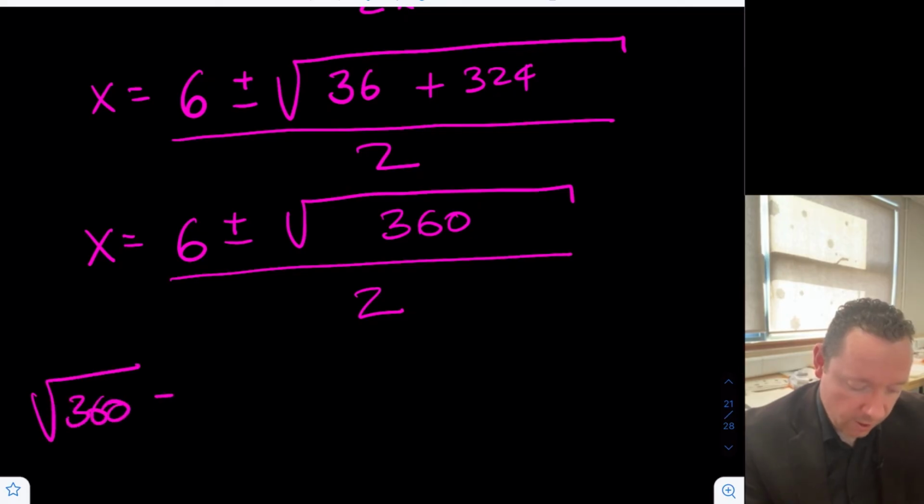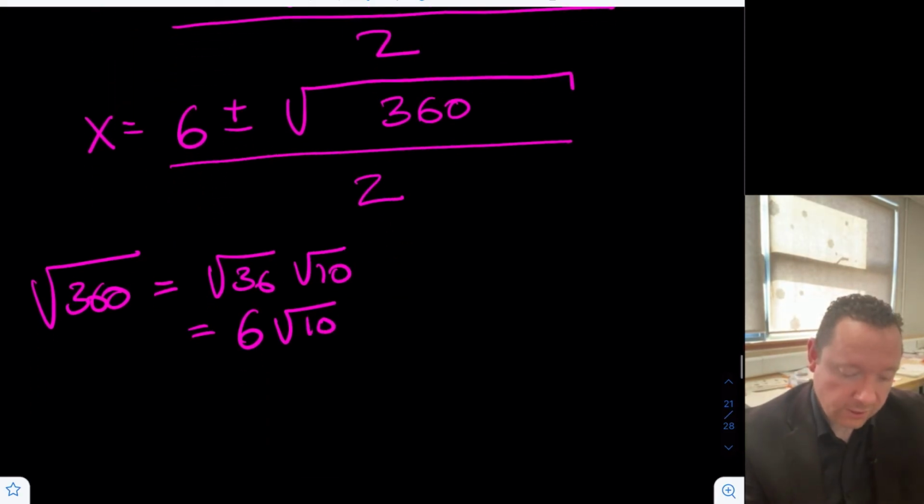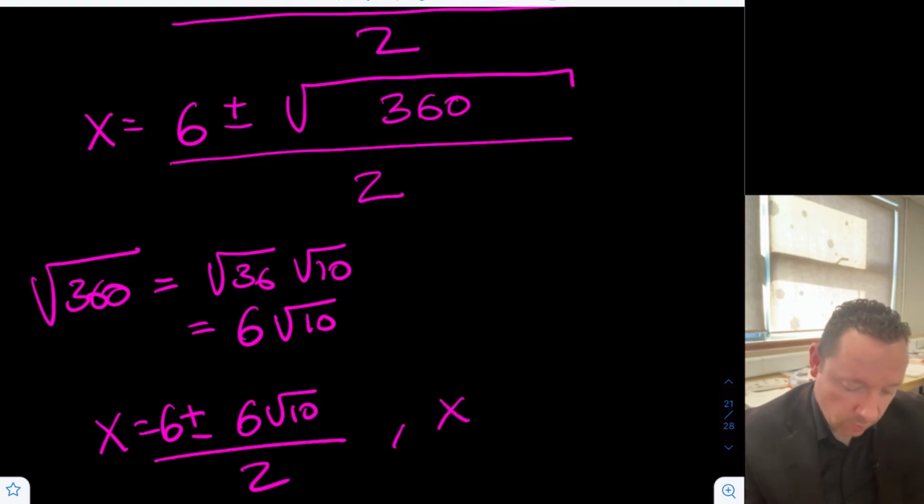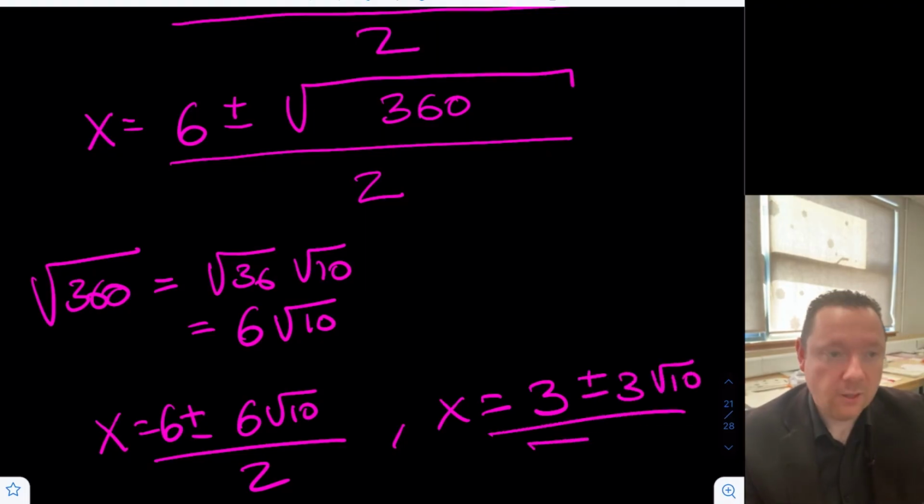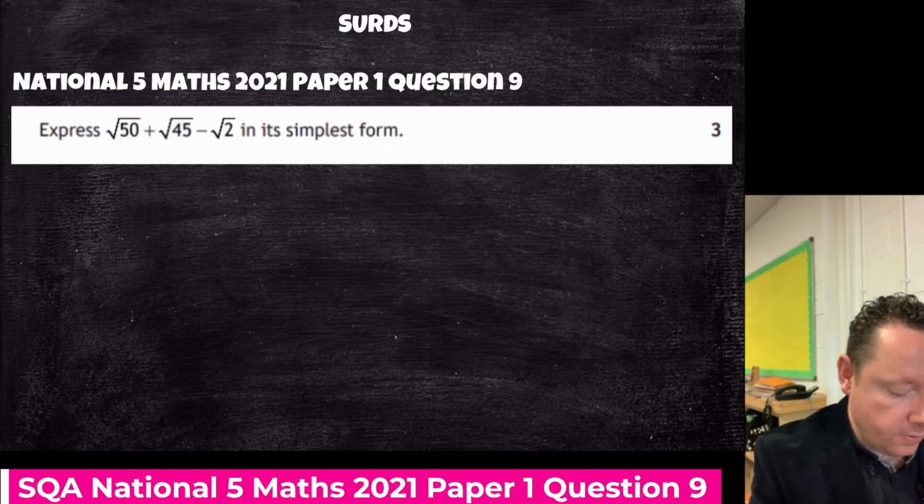Two numbers times together to make that, well, 36 and 10. So that means you get root 36 is 6, root 10. Now, root 10 can't be simplified further, so I can change my root 360 to 6 root 10. So x equals 6 plus or minus 6 root 10 over 2. So that means that x equals, dividing the first thing by 2, I get 3, and the second thing by 2, I also get 3 root 10. And we're done there.